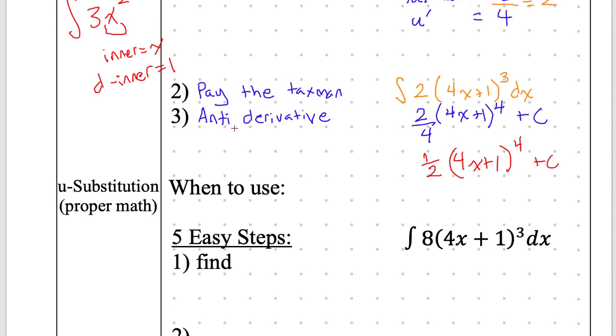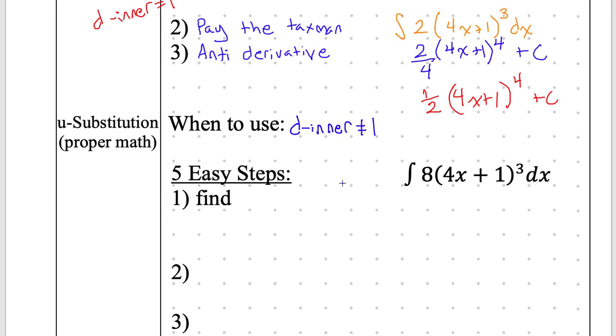So again, when do we use this? It's the same as when we use Taxman. It's when the dinner is not equal to 1. Essentially when I have an inner that's not x, like x plus 1. Sometimes when you can't use Taxman, you only use substitution. There are a few cases where U substitution is easier than Taxman, yeah. That generally almost never happens.